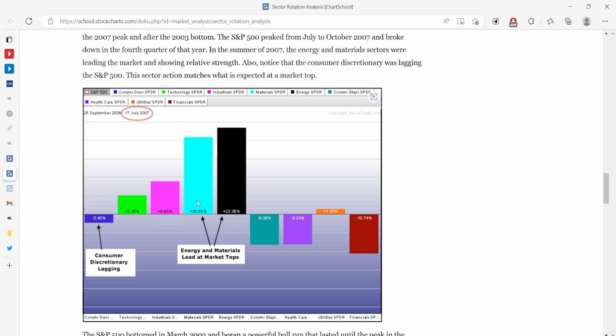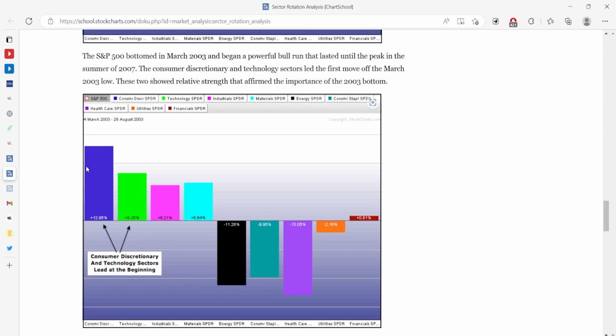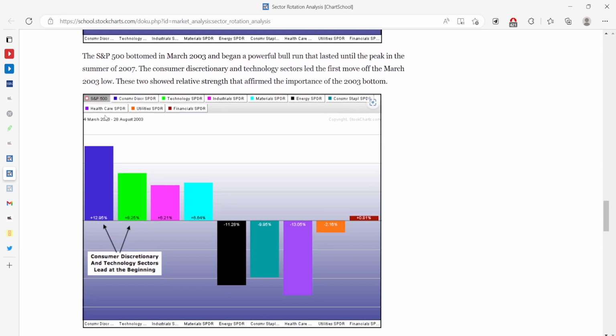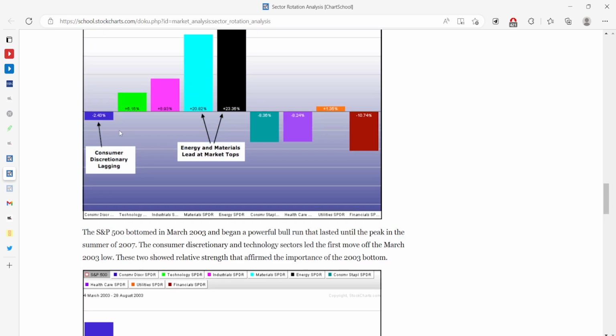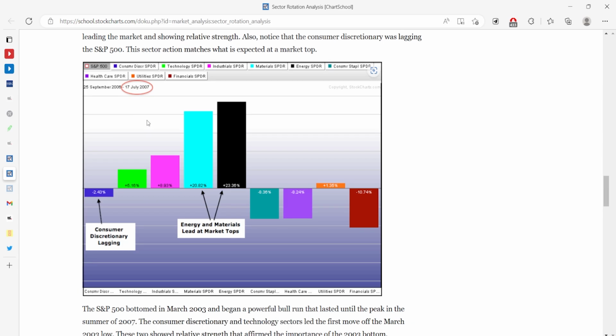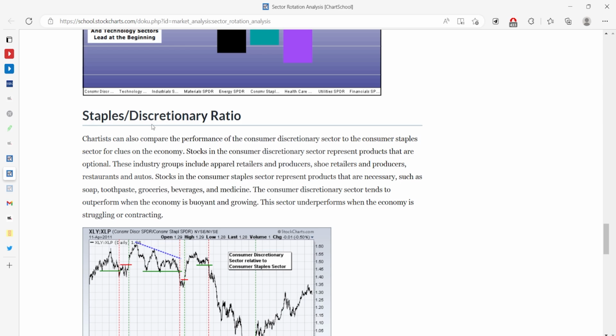Last thing I want to point out, and here's some more prevailing evidence: at the top, you see energy and materials leading at market tops, and you see the offensive areas of the market lagging, consumer discretionary, technology, etc. And then at the beginning of a market bottom, what pops up? Consumer discretionary, technology, industrials, etc. This is historically, and by the way, check the dates: 2003, 2006, 2007. Like I said, this is not just for what we're going through right now. This has historically happened multiple times.